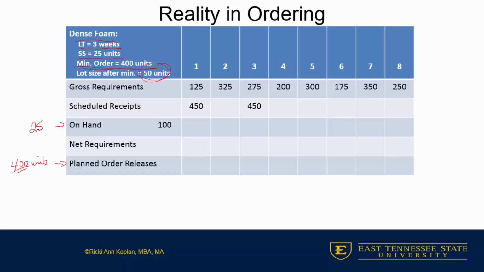So let's start again with week 1. At this point, you should be able to do these first couple of weeks without even me helping you. So go ahead and work it while I start working it here. Starting on hand, week 1, of 100 units. We have a scheduled receipt of 450 units, which gives us 550 units to be able to use. We plan on using our gross requirements, 125 units, which leaves us with 425 units. So our on hand, which satisfies our safety stock, is 425 units, much larger than that 25.